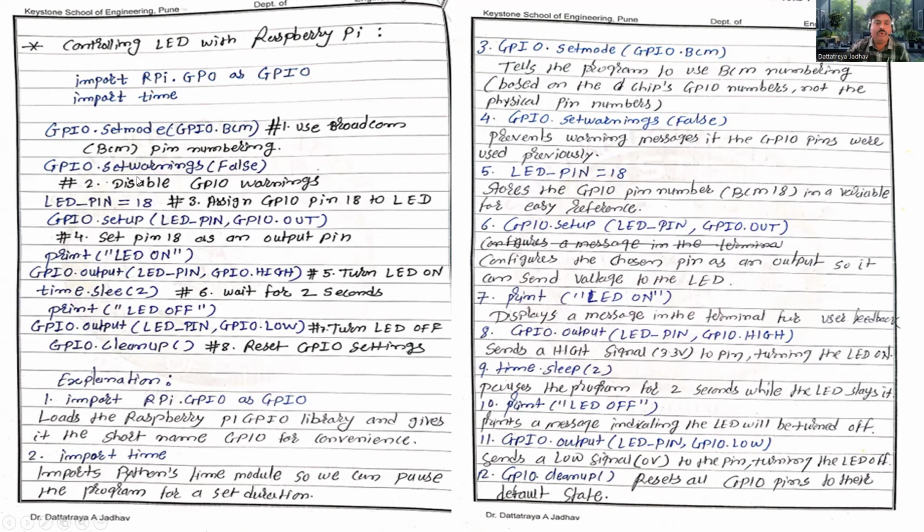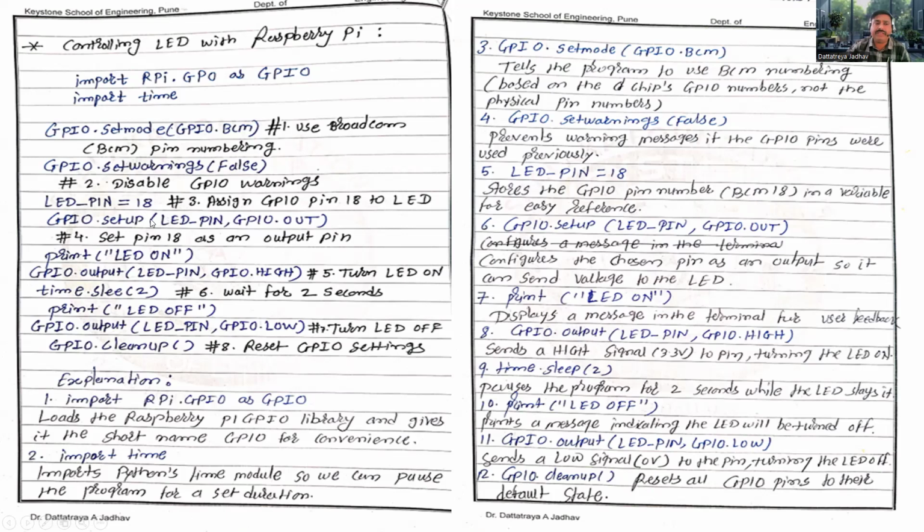After that we go to assign one of the pins to the LED. So LED_pin = 18. We assign GPIO pin 18 to the LED, because it will be turned on and off. We need to assign one of the GPIO pins to the respective LED. So we say LED_pin equals 18, so we assign pin 18.